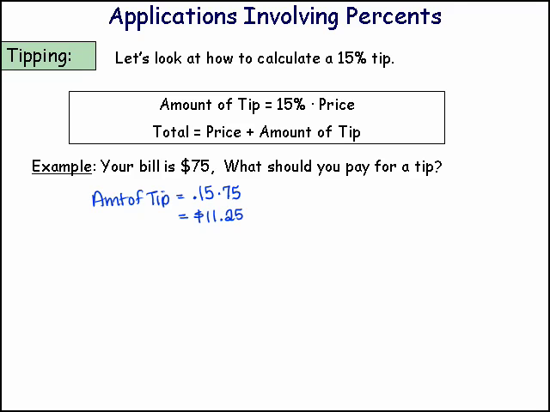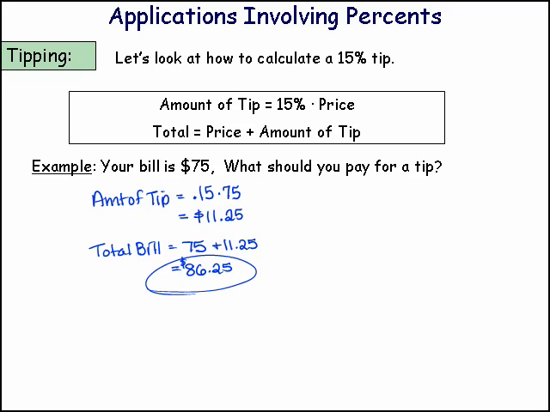Okay, so the total bill will be $75 plus $11.25. So we're going to pay a total of $86.25 for our bill. Okay, so that's the dinner tab for the evening.